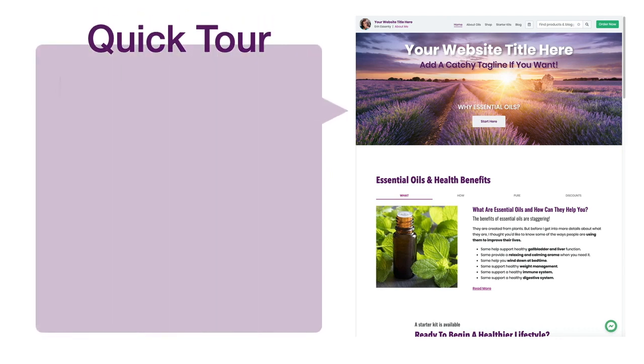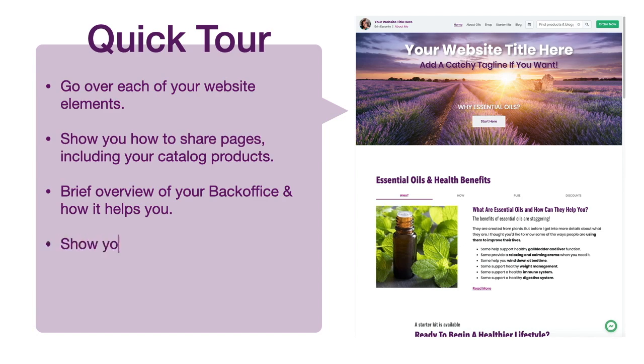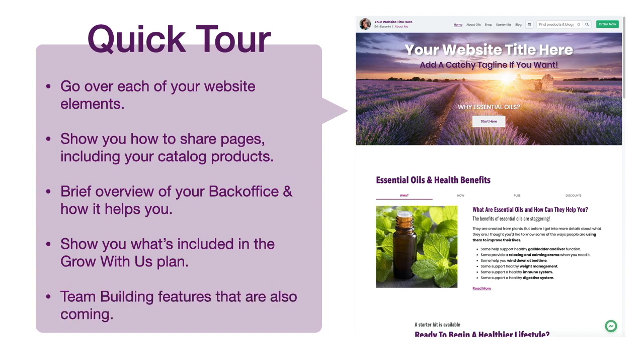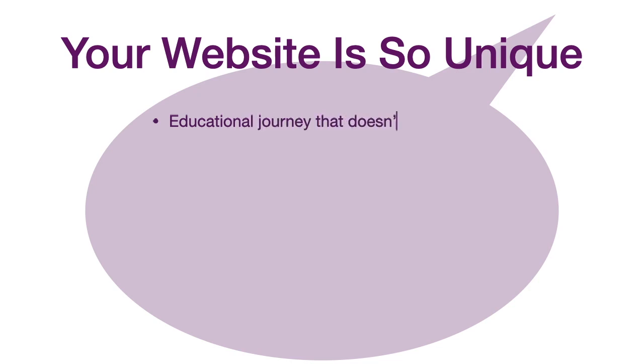Okay, so in this tour, I'm going to go over each of the elements of your website. I'm going to show you how to easily share any one of your pages, including your catalog products. I'm going to show you a brief overview of your back office and give you the important parts back there. And then at the end, I'll show you what's included in the Grow With Us plan and a few of those huge team building features that are coming out. Exciting!